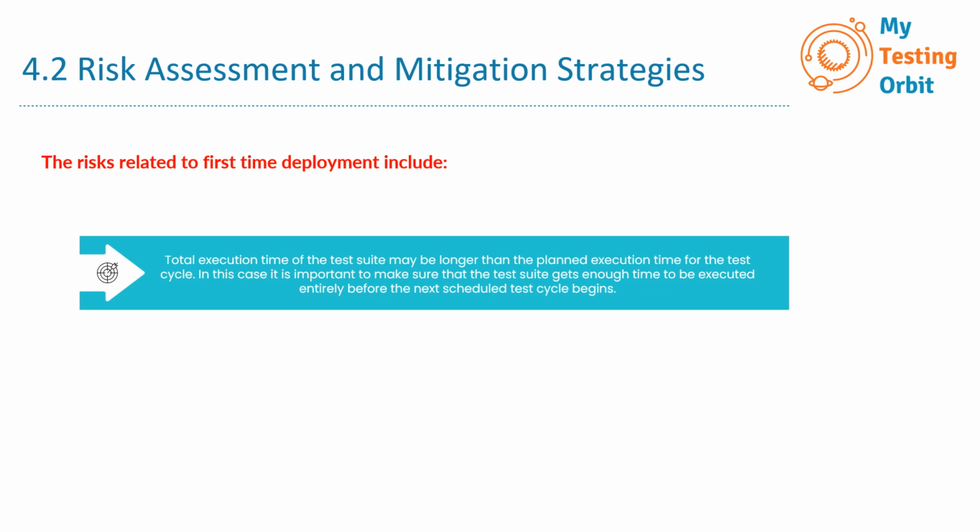All right, so let's relate this risk to our computer setup example. So think of this like expecting your computer to finish a big software update in 30 minutes, but it takes an hour. The risk here is that the computer, or TAS in our case, might not finish its tasks on time. So to avoid this, you need to ensure that the TAS has enough time to complete all of its tests before the next scheduled round begins, just like giving your computer extra time for that lengthy update.